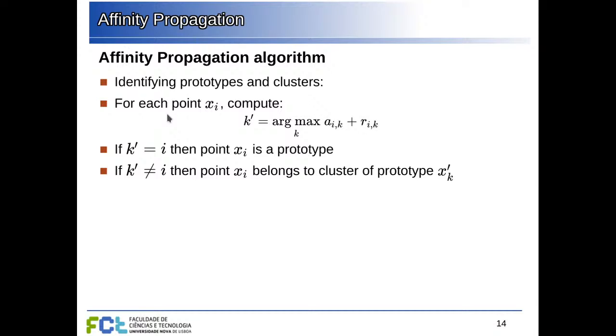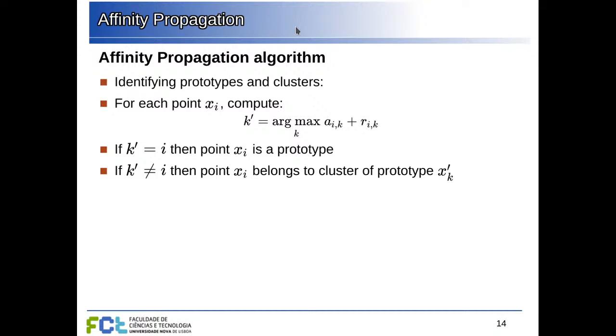And now we can try to identify the clusters by looking at, for each point I, which is the point that has the maximum total availability and responsibility with respect to I. If this is a point that is different from I, then I will choose that other point K as its representative. So I will belong to the cluster of prototype K. But if the one with the maximum is the same as I, then the point is itself a prototype. It will be the representative of a cluster.